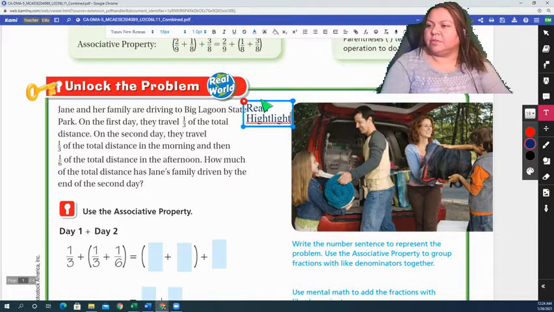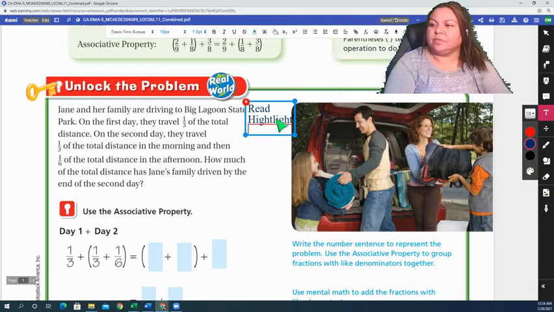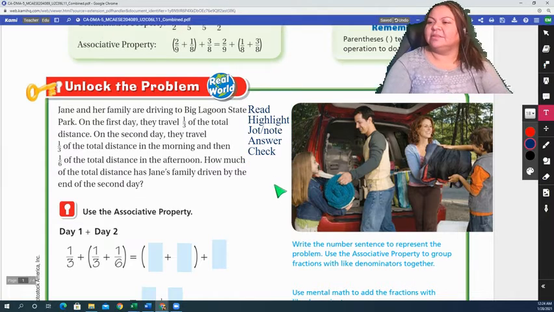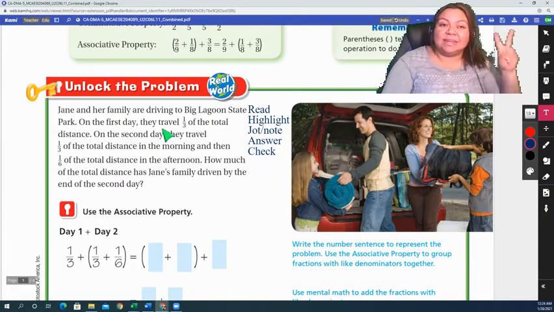Jot, note, answer, and check. Okay, so remember, highlight. So these are our steps. Remember, we have a word problem, so we're going to read it at least 2 times.